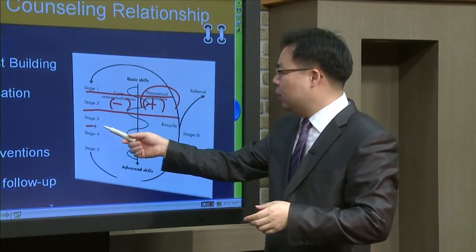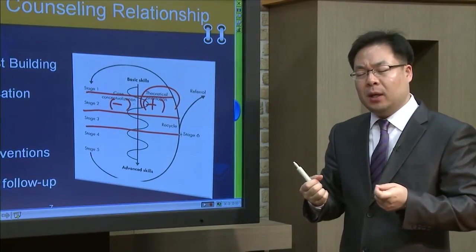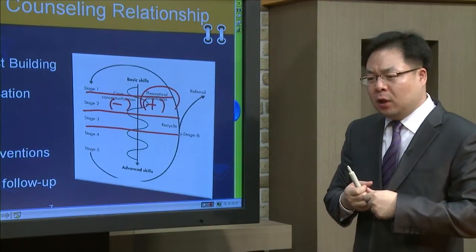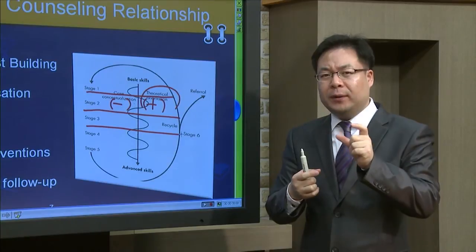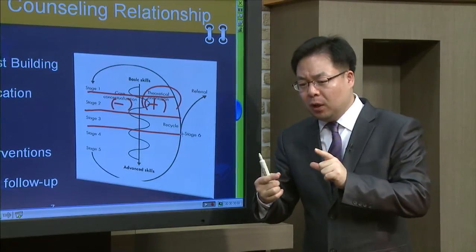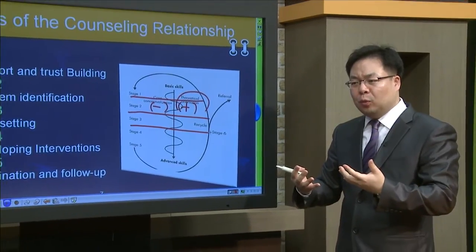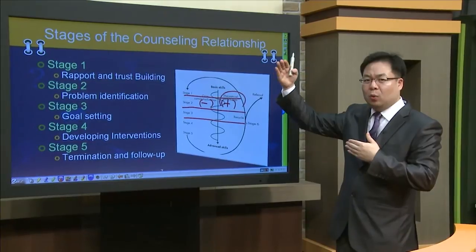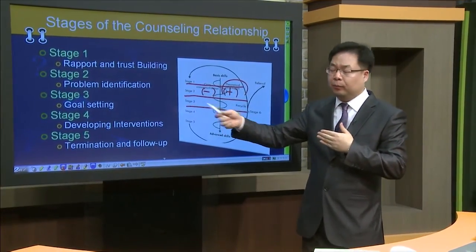Stage 3 is goal setting. Okay, what do you want? Do you remember William Glasser's WDEP system? The first W means want. What they want from the relationship. The client is saying their problem, but based on that exploration, we want to reach what they really want. That is stage 3, goal setting.